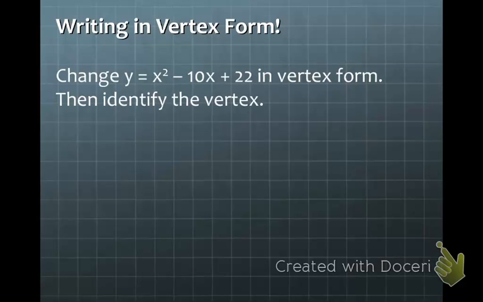So as far as we're concerned for this class, we're just going to focus on when a is equal to 1. So here's an example of a problem. y equals x squared minus 10x plus 22. We want to write that in vertex form and then give the vertex. Now what's different about what we've been doing in the previous problems is that we didn't have this y. It was always equal to something. So that's what's a little bit different here.